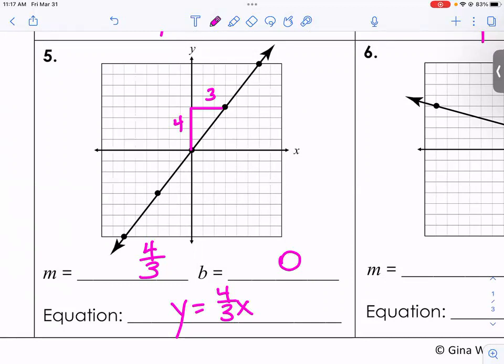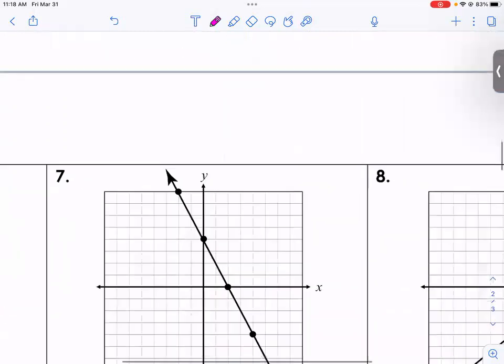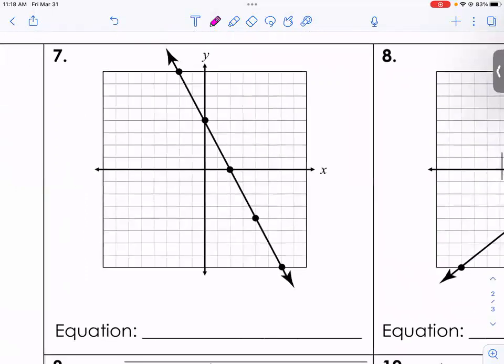Okay, so since we had that conversation, let's go ahead and go to number 7. What is our b value? Our b value is 4. Okay. Right? We intercept the y-axis at 4.